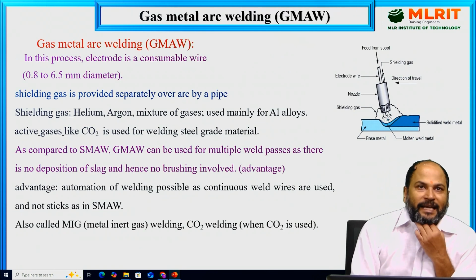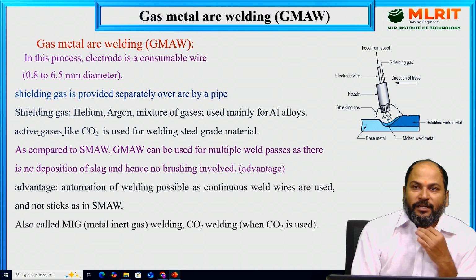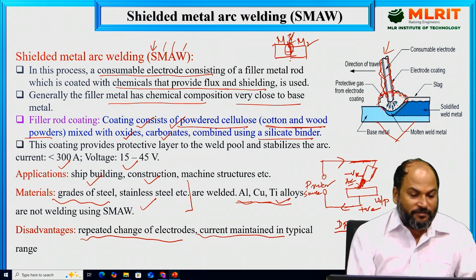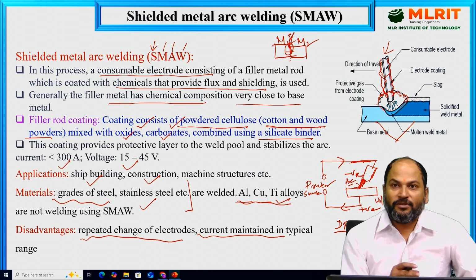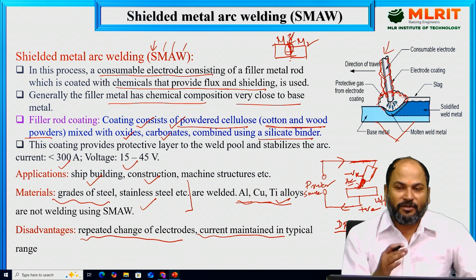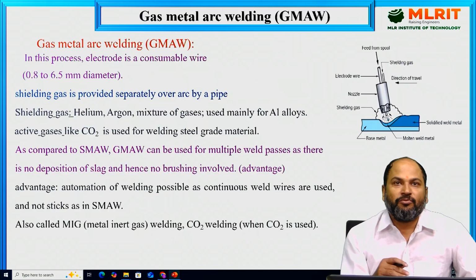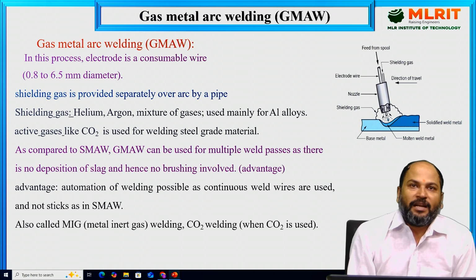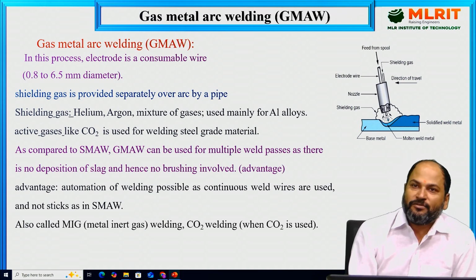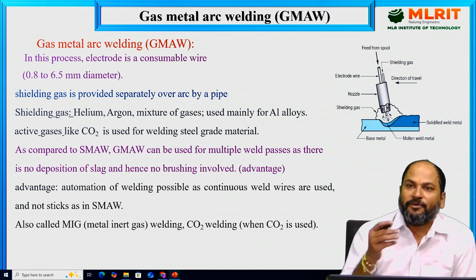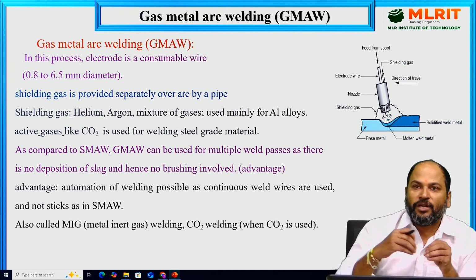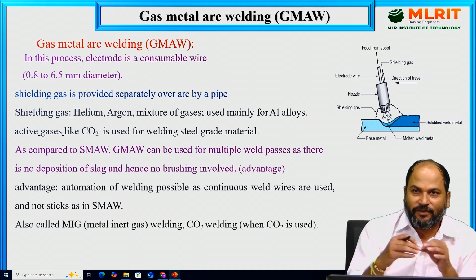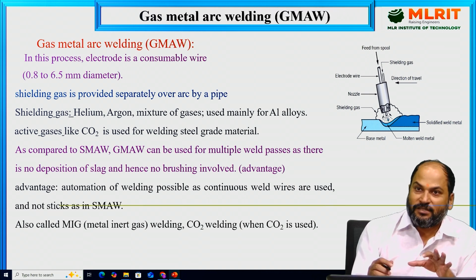Next, we have taken gas metal arc welding, that is GMAW. The first process we took used a consumable electrode. In all the processes we are going to discuss, the electrode will be consumed; whatever filler we are using will be of consumable nature. So the second one is gas metal arc welding, GMAW. Here also the electrode will be consumed. Here we are not going to use the coated electrode for the shielding. This is also arc welding.